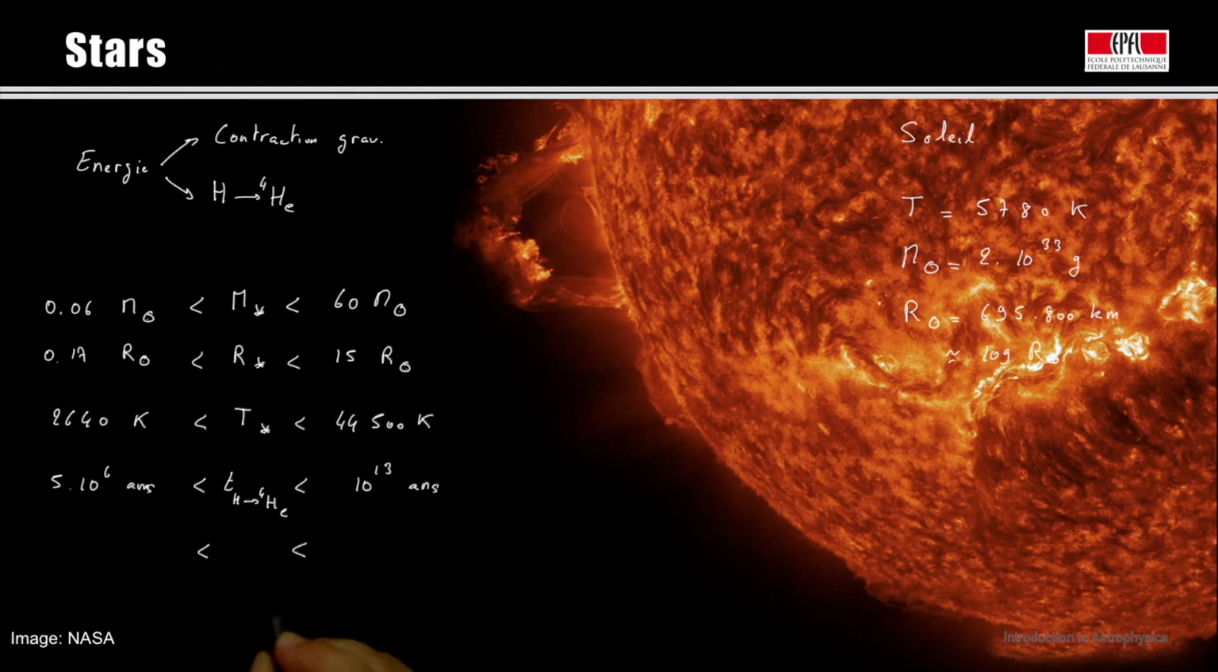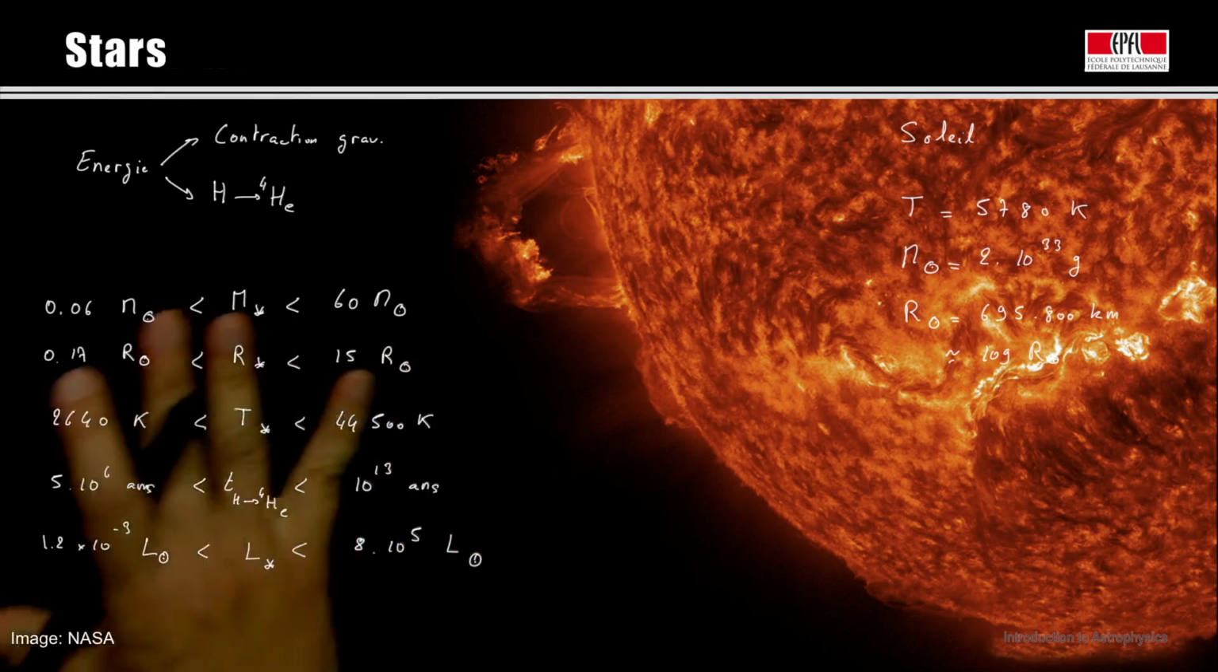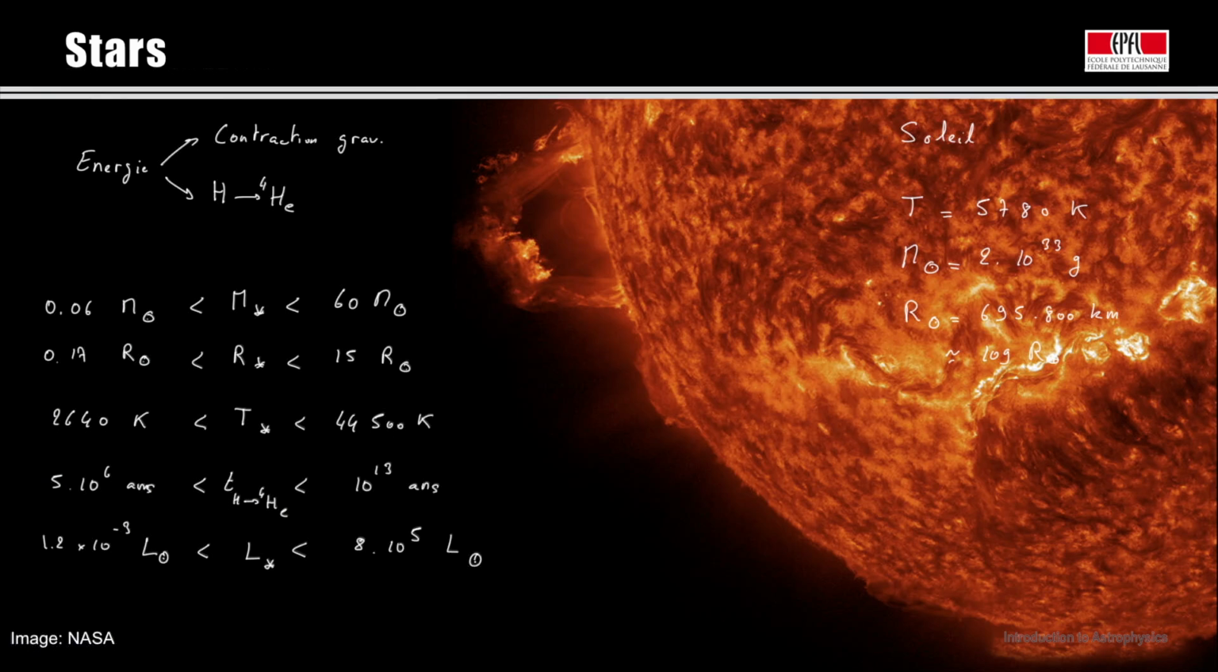Star's luminosity will again be compared to the Sun's. Typically, the luminosity can vary between 1.2 times 10⁻³ solar luminosity, 1,000 times less luminous than the Sun, and up to stars as bright as 8 times 10 to the 5th solar luminosity. Most stars are in mass, radius, temperature, lifetime, and luminosity ranges that are written here.